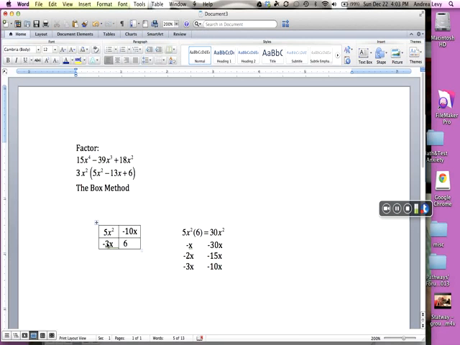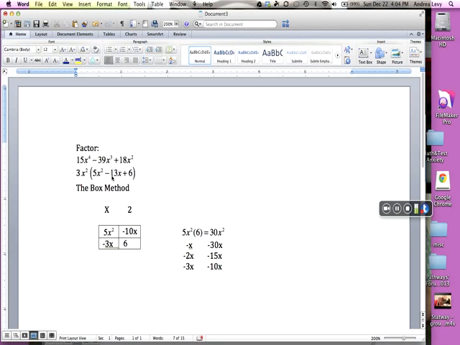Looking straight up, I'm looking at my 5x squared and my negative 3x, and I want to find the greatest common factor with these two terms in this first column. Well, there's no common factor between 5 and negative 3 except for a 1, so we're not going to use that. But we do have a common factor of an x, so I'm going to put an x above here. And then above the second column, I'm looking at my numbers and my variables, and I am going to put the number 2, because I know 2 goes into 10 and it goes into 6.